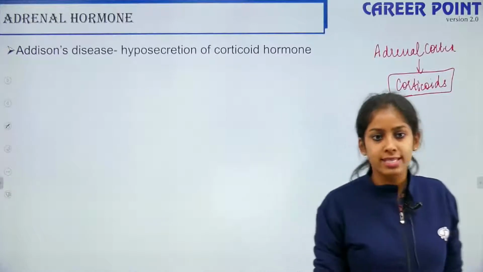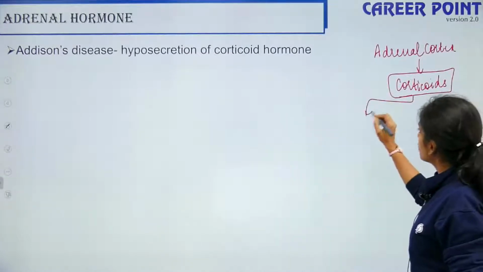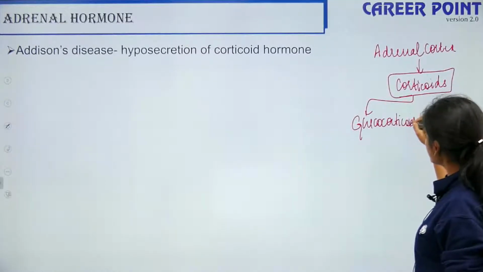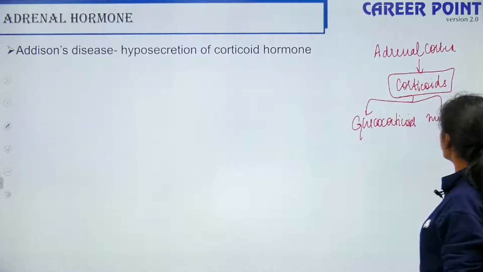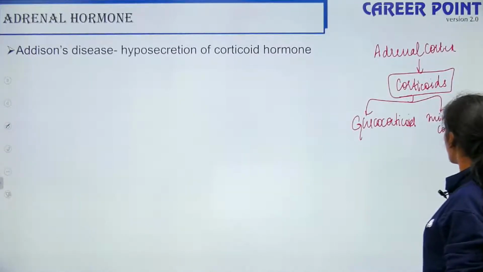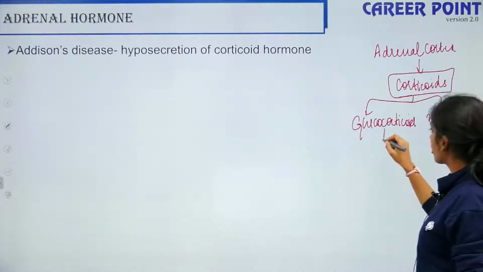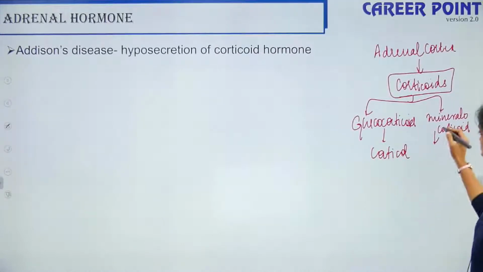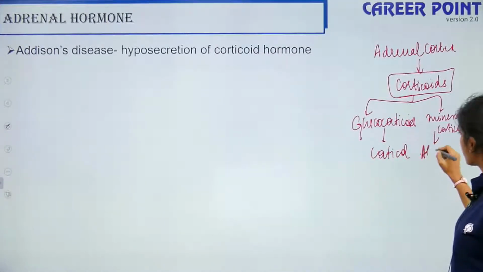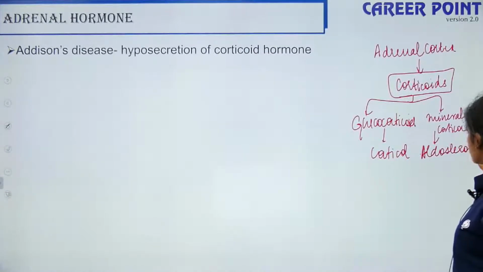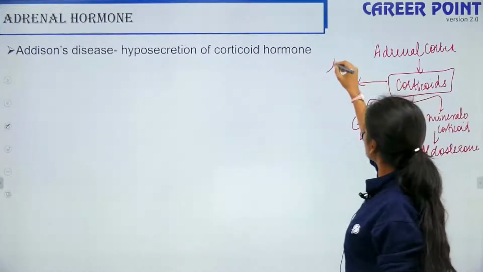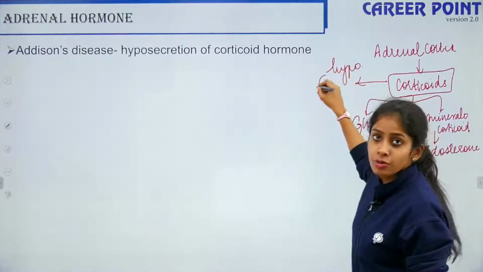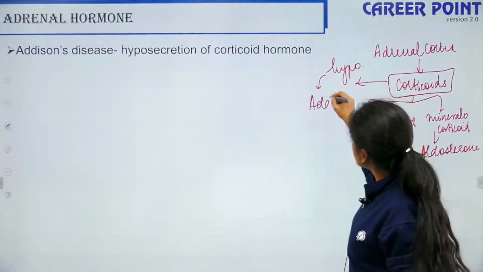Okay, so corticoids are of two types. The one that is involved in glucose metabolism is glucocorticoids, and the other, which is involved in mineral reabsorption, is mineralocorticoids. One important glucocorticoid is cortisol, and one important mineralocorticoid is aldosterone. If there is hyposecretion of your corticoids, if there is less secretion of your corticoids, it leads to Addison's disease.